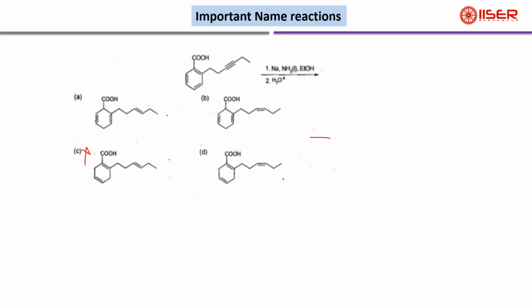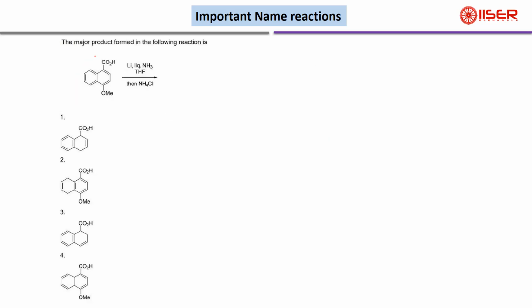So C and D are already cut. Now the question is, will there be a trans double bond or a cis double bond? In case of Birch reduction of a triple bond, always remember it will give a trans double bond. So the correct option is option A.